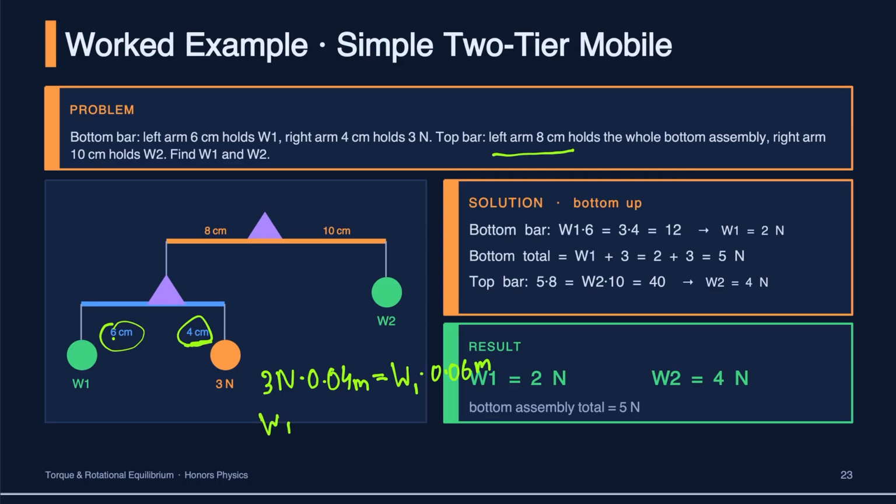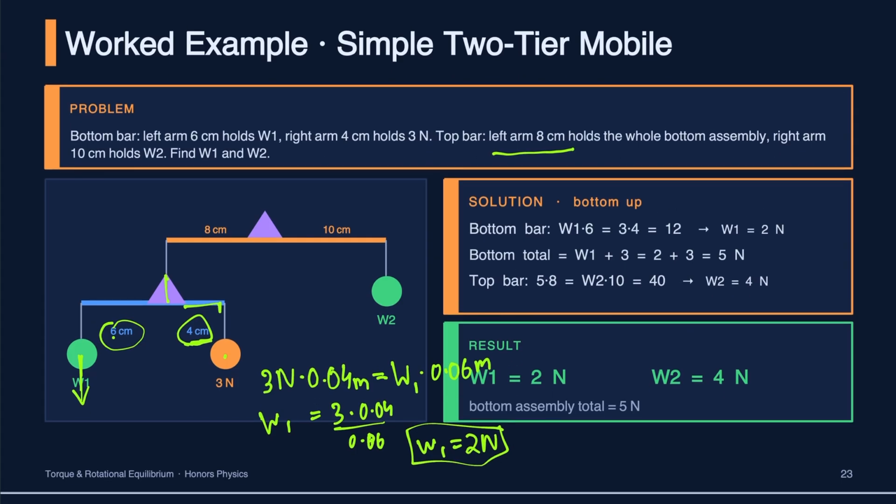Okay? Because that's just the torques here, right? Weight 1 is a force here. Force times distance from the fulcrum. Same thing. Distance from the fulcrum, force. So W1 is equal to 3 times 0.04 divided by 0.06. Or, in other words, approximately just 2, okay? Just 2 newtons. So that's W1. Pretty straightforward.